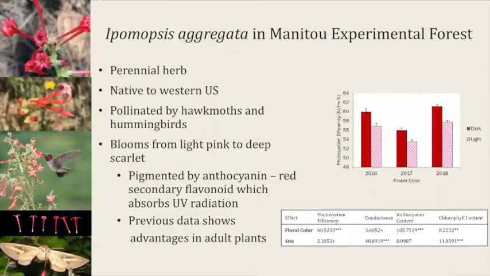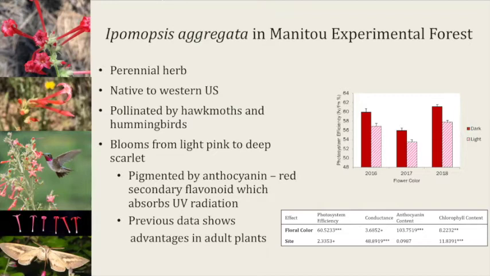Scarlet gilia, here Ipomopsis aggregata subspecies Colina, is a member of the Polemoniaceae family. It is a perennial herb native to the American West and lives from 1 to 8 years as a basal rosette, then bolts and flowers once before senescence.